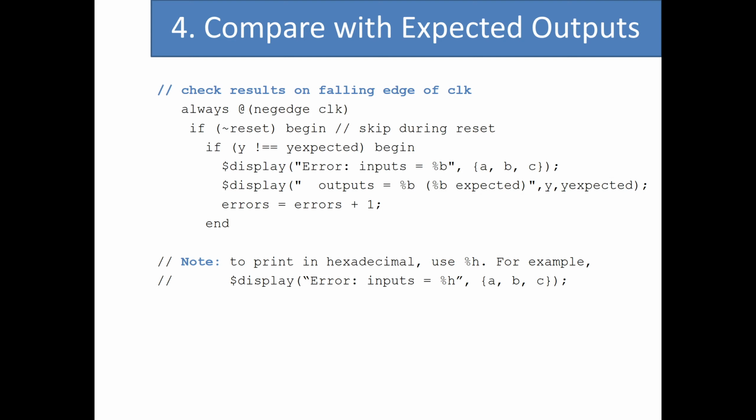And then on the falling edges of the clock, we check whether the output that is produced by the module is the same as the expected output. This is done when the reset signal is 0. During the reset, we don't want to check anything. But if the reset signal is 0, we actually do the test. If the value for y is not equal to the expected y, we just display some error messages, and then we increment the bookkeeping variable errors that counts the number of errors that we have.